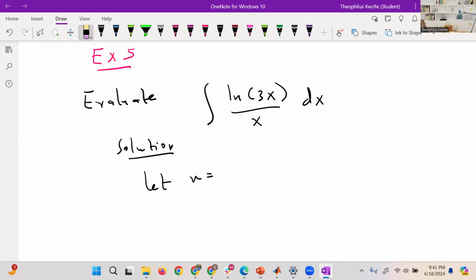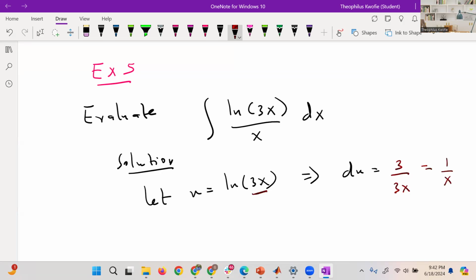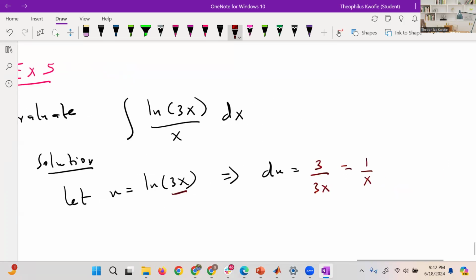So you will not let u be just 3x. So what we'll do is that we'll say let u be the whole of the natural log of 3x. And what is the differential of the natural log? Remember, with the differential of the natural log, we differentiate the input, that is 3, then we divide it by the input. So we differentiate the input, that is 3, and divide by the input. So we get 1 out of x dx here.